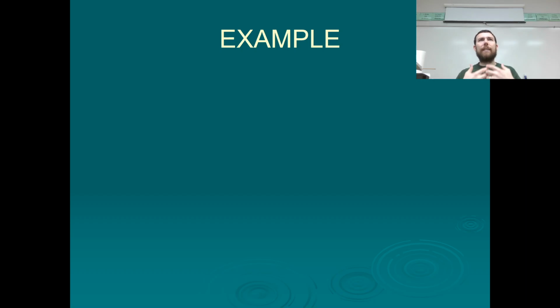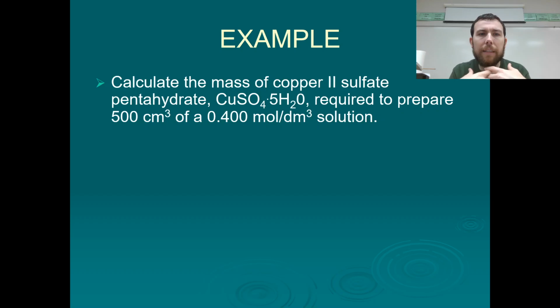Now, let's take a look at an example of how we would go about solving a problem where we're dealing with solutions and their quantities. So let's imagine that you're asked to calculate the mass of copper(II) sulfate pentahydrate, so CuSO4, remember that big dot, 5H2O, required to prepare 500 centimeters cubed of a 0.4 mole per decimeter cubed solution. So again, gotta love our IB units, centimeters cubed and decimeters cubed, right? But essentially, it's just a regular stoichiometry problem, except what we've been given is concentrations and volumes, right? And so we just have to understand how to use those pieces of information to get the information that we want, right?